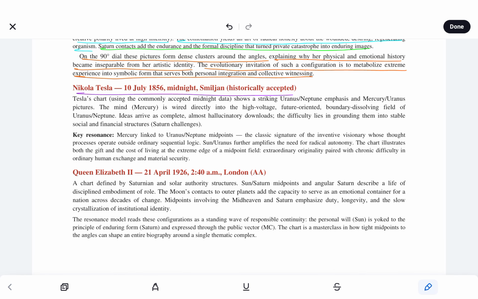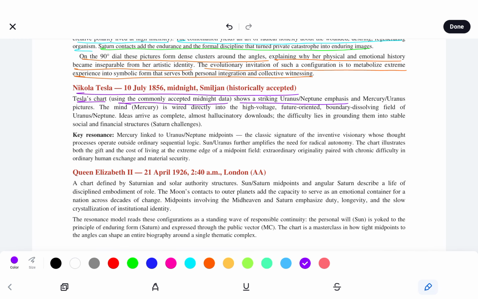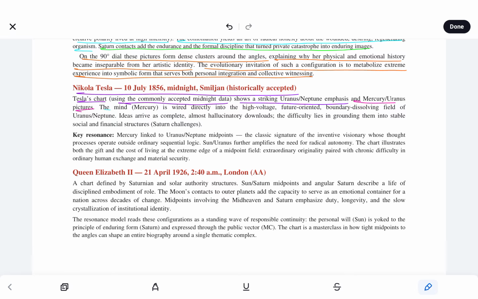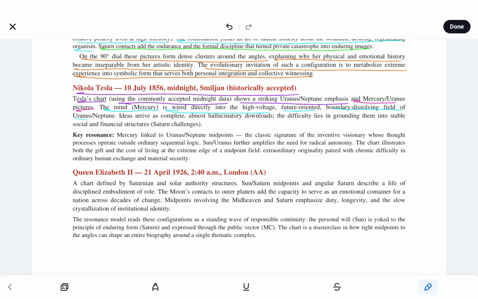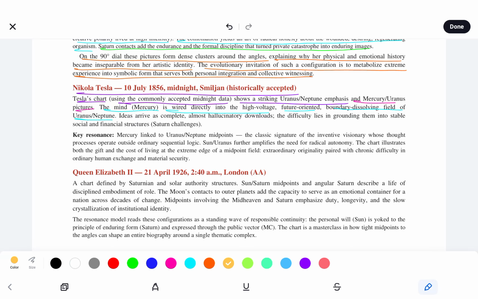And Nikola Tesla's chart, using the commonly accepted midnight data, shows a striking Uranus-Neptune emphasis and Mercury-Uranus pictures. So the mind, Mercury, is wired directly into the high-voltage, future-oriented, boundary-dissolving field of Uranus-Neptune. Ideas arrive as complete, almost hallucinatory downloads. Difficulty lies in grounding them into stable social and financial structures. Saturn challenges.